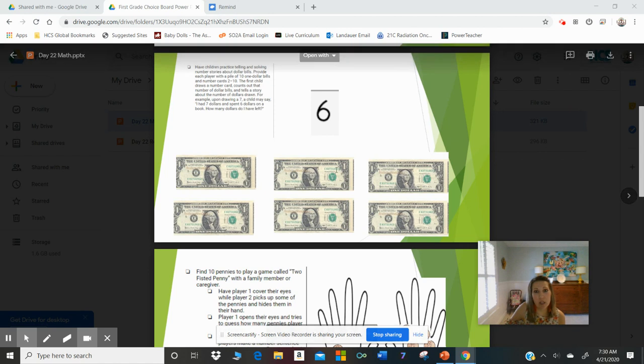Miss Poston had 3 $1 bills and Naylee gave her 3 more $1 bills, and now Miss Poston has 6 bills altogether. Or you could do a subtraction fact. Miss Poston had 6 bills and she bought a piece of candy with $1. She had 5 bills left. However you want to do that.